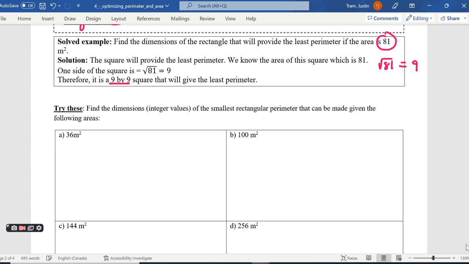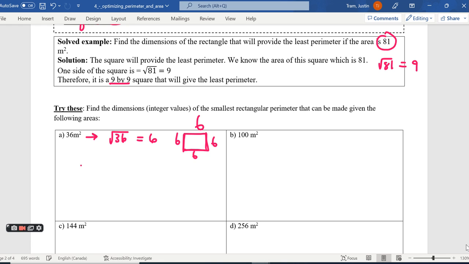Okay, so let's try this example. The boss comes along and tells you, hey, I want you to fence an area of 36 meters squared, but I want the fewest amount of fencing possible. So what do you do? You find the square root of 36, which is just 6. So you now know that 6, 6, 6, 6 would be the fewest amount of fencing possible.